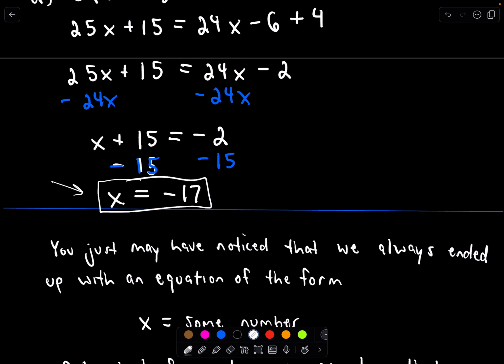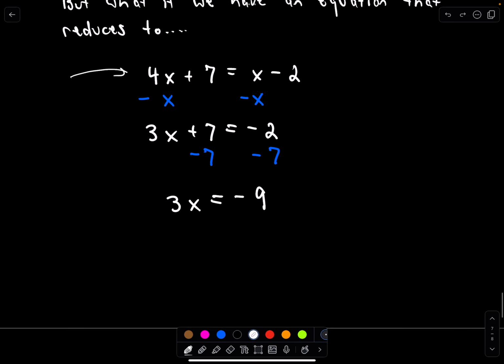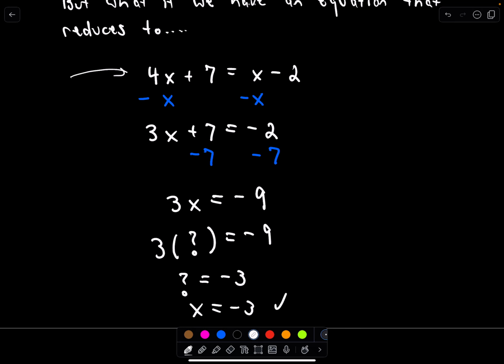So in all of our other examples, we were able to just reduce to x equals something, and then we were done. But what if we have this coefficient in front of x that's not just a positive one? Like in this case, we have a 3. Well, you can probably guess a solution here. You can think, 3 times what number is equal to negative 9? Well, I think if x equals negative 3, that would be a solution.